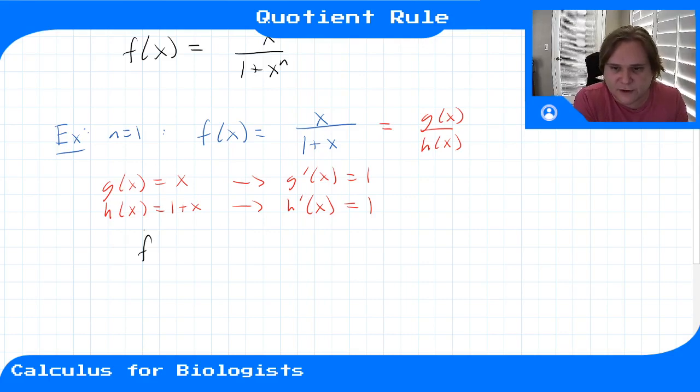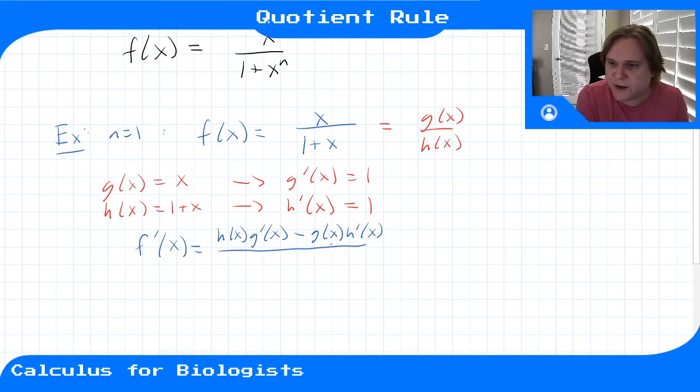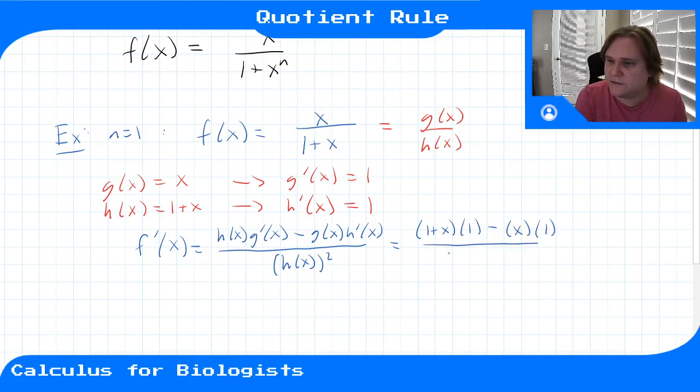But do this in our quotient rule formulation, right? So we have f prime of x is equal to low d high, so h times g prime, minus high d low, so g times h prime. Square the bottom and away we go. So then h of x squared. Right? So plugging in all these functions and their derivatives, that gives us 1 plus x times 1 minus x times 1 all over 1 plus x squared.